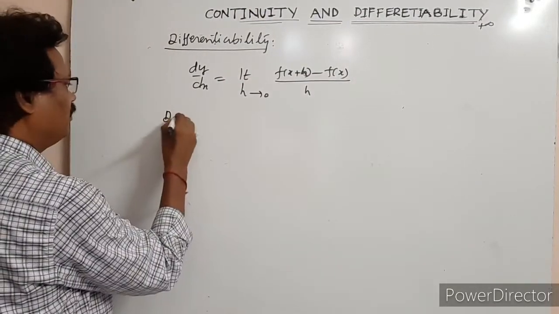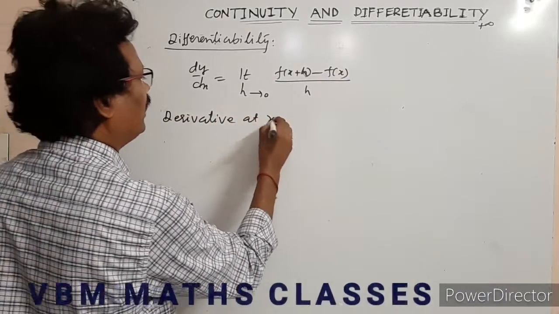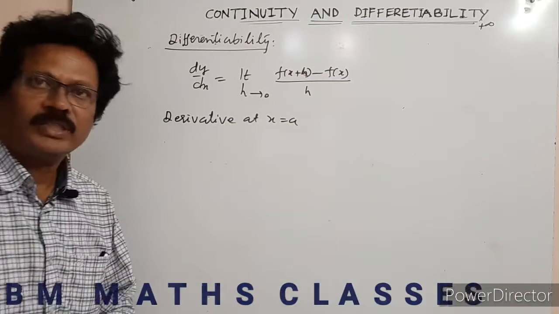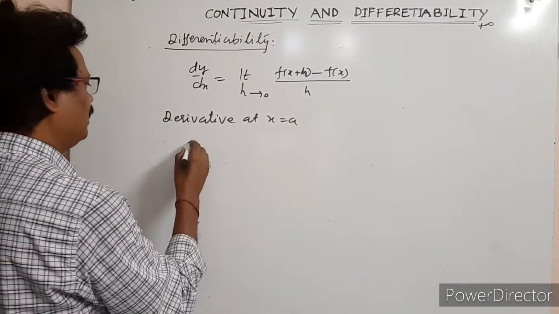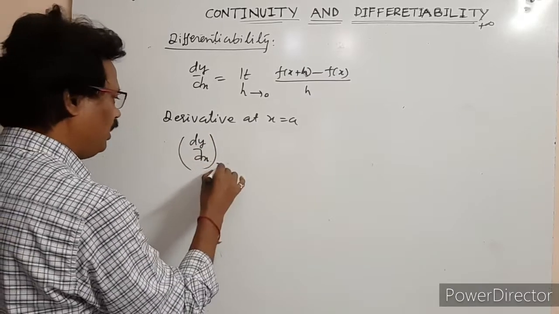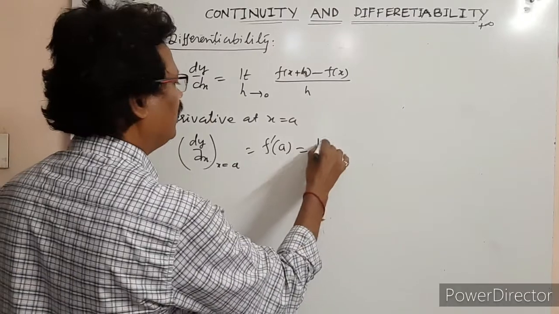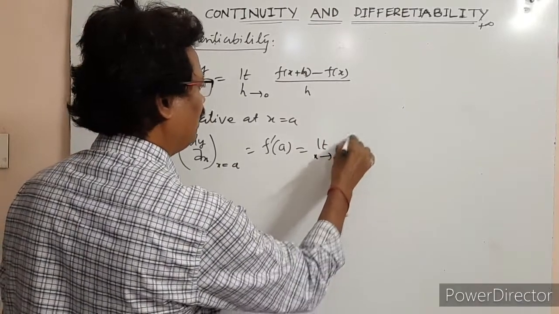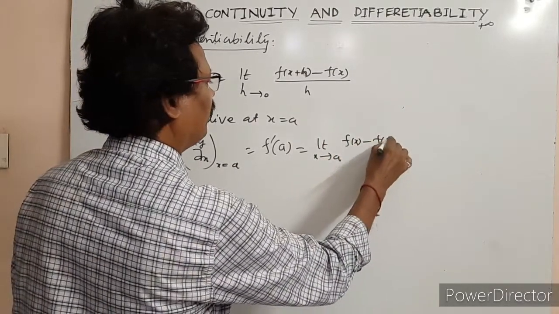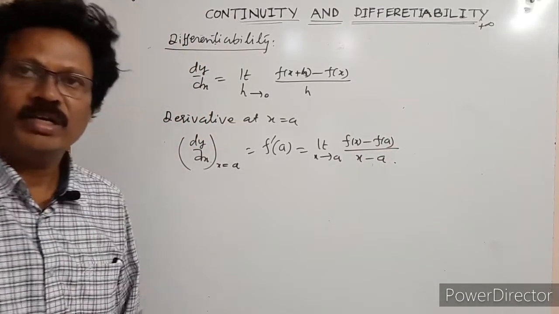Now derivative at x equal to a, let us see. The derivative at x equal to a is defined like this: dy by dx at x equal to a, or we can write f dash a is equal to limit x tending to a of f of x minus f of a by x minus a. That is called the derivative.